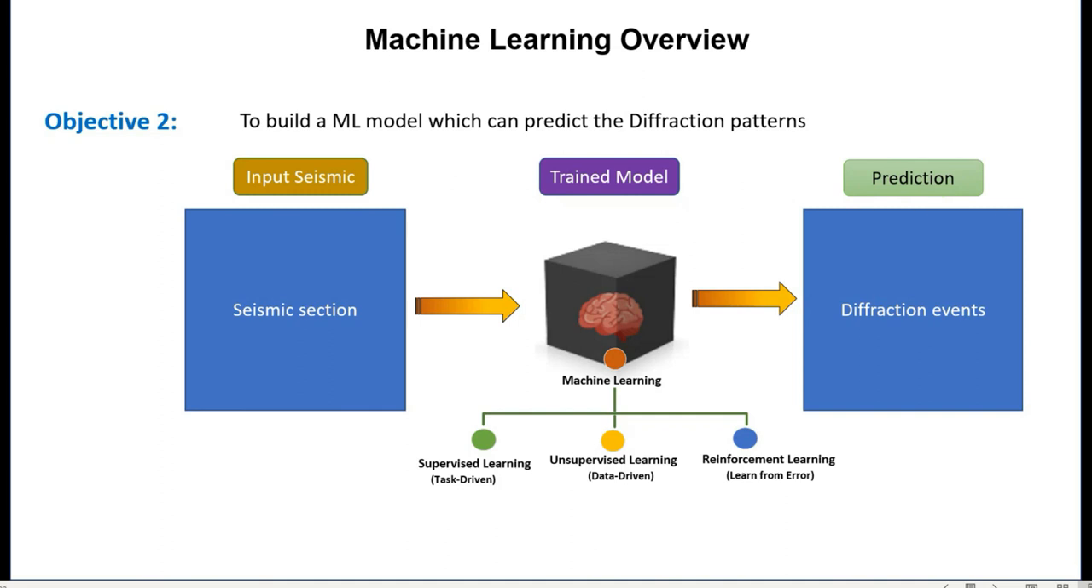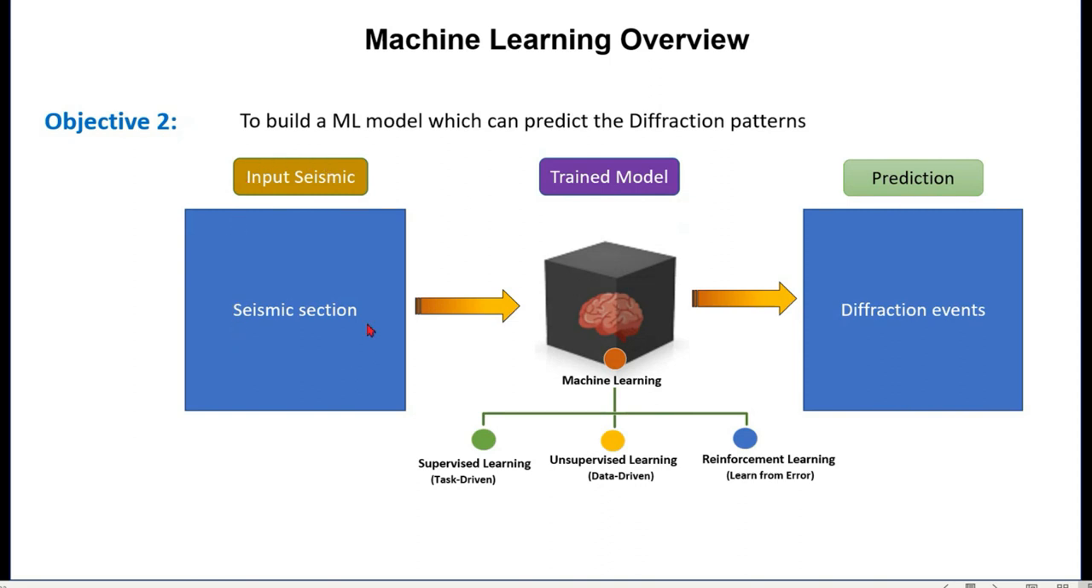We are doing work on machine learning, and we give our algorithms some images or patterns, which is called supervised learning. From that, it can predict the diffractions. I'm going to show some results of this. Just to understand this machine learning flow, what are the three main criteria of machine learning? First one is input, the second is training, third one is prediction.